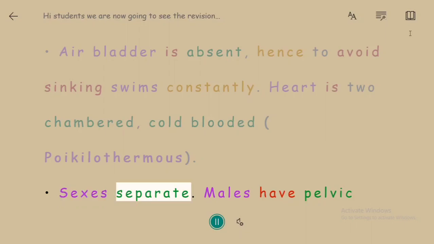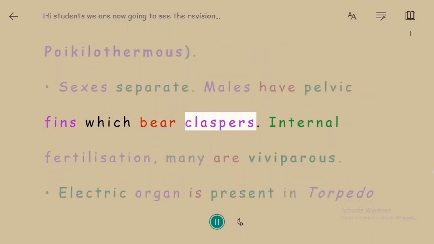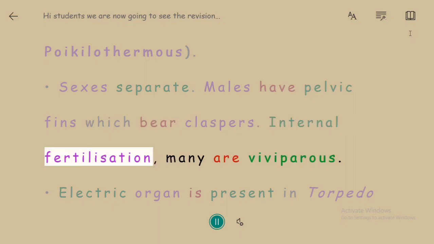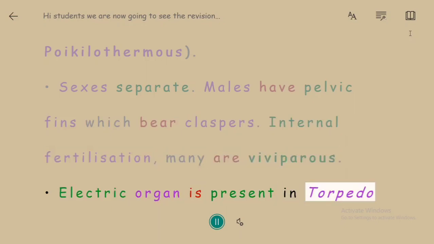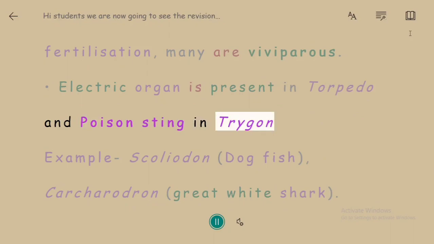Sexes are separate. Males have pelvic fins which bear claspers. Internal fertilization, many are viviparous. Electric organ is present in Torpedo and poison sting in Trygon. Example: Scoliodon, dogfish, Carcharodon, great white shark.